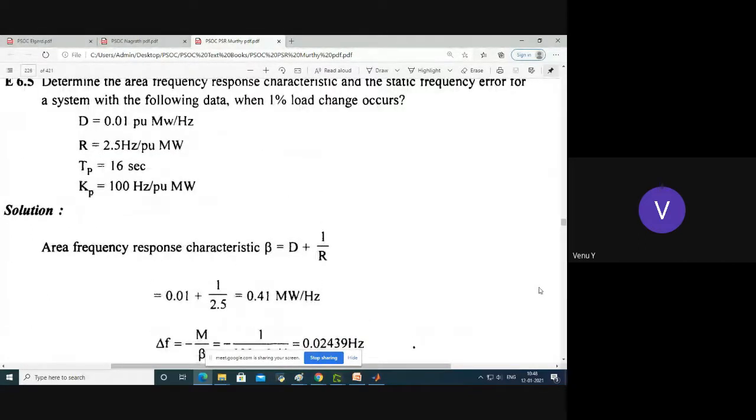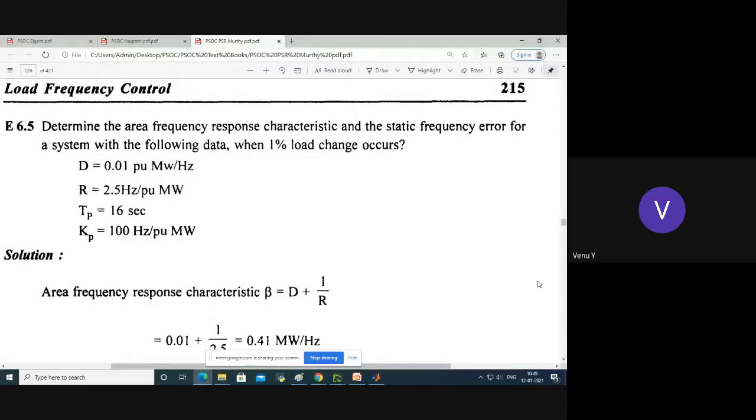So let us understand one more problem. The next question is: determine the area frequency response characteristic beta and the static frequency error for a system with the following data, when a 1% load change occurs.